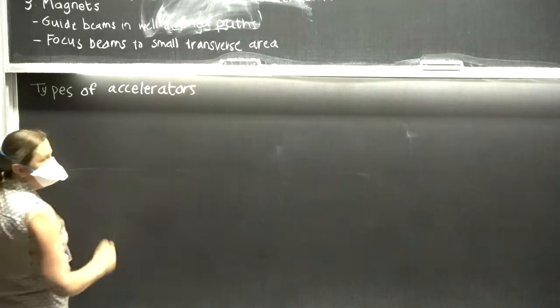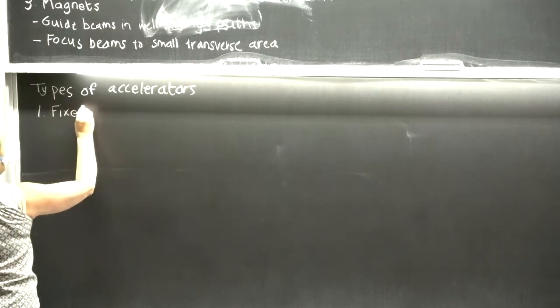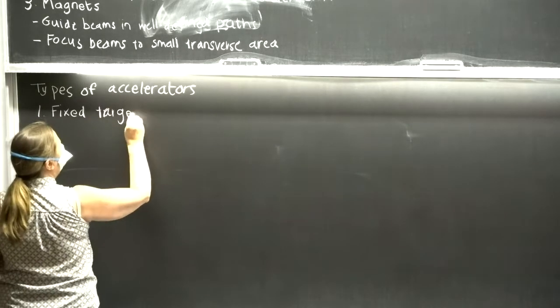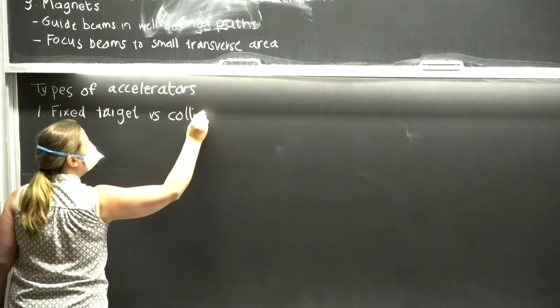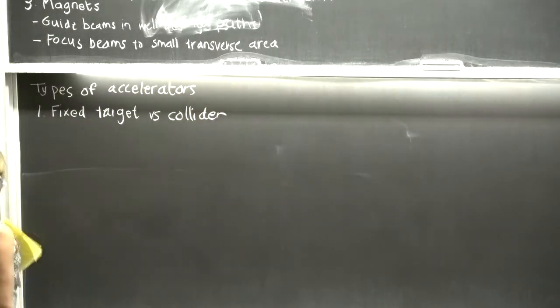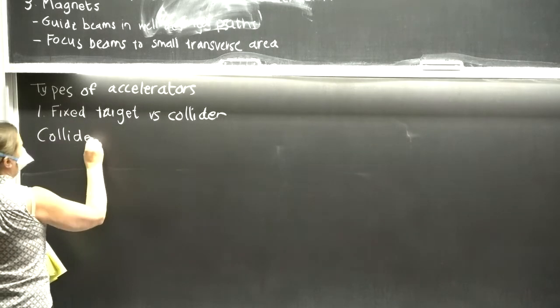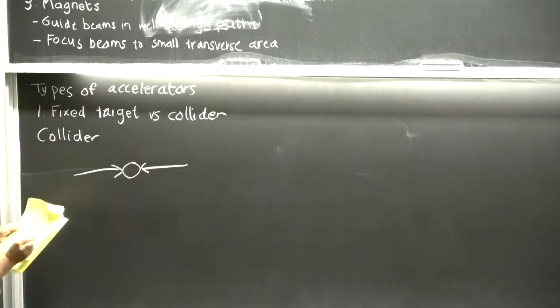Here again, I'm going to have three, but they're actually intertwined, and there are relationships between these different ones. Number one, we've talked about this a little bit. You can have a fixed target, or you can have a collider. And here, for example, the idea in a collider is that we have two beams colliding here.